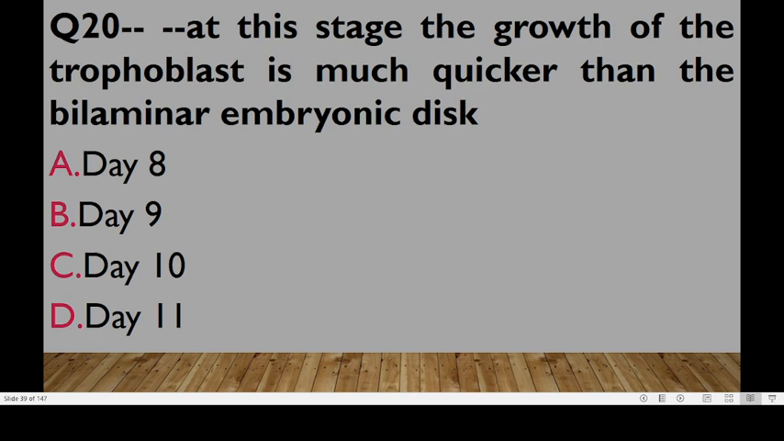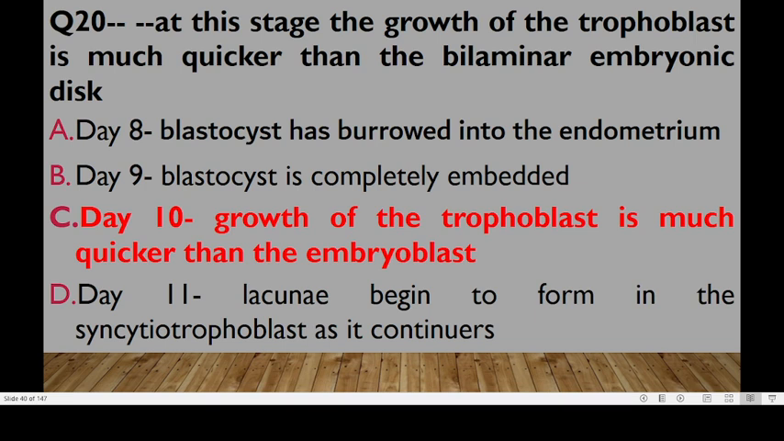This is the stage where the growth of the trophoblast is much quicker than the bilaminar embryonic disc. Well, if you try to compare those dates, you find that at day 8, the blastocyst has just burrowed into the endometrium, and the blastocyst is completely embedded by day 9. By day 10, this is where the growth of the trophoblast is much quicker than the embryoblast. But at day 11, we are having lacunae, or airspaces, beginning to form in the syncytial trophoblast as it continues to expand.